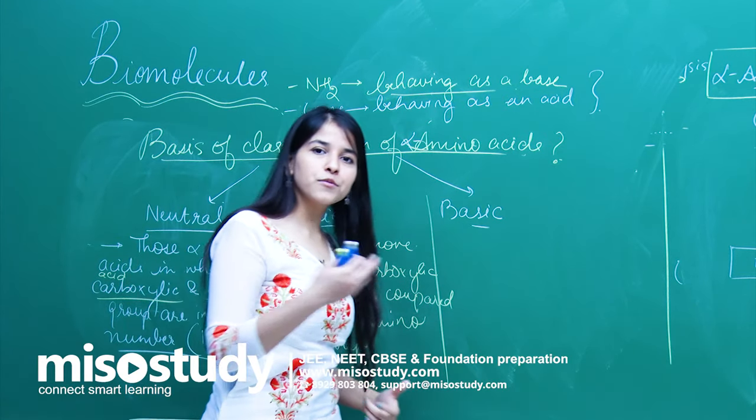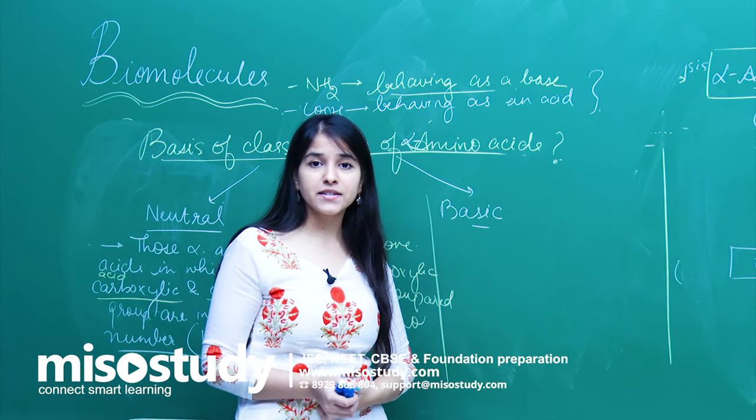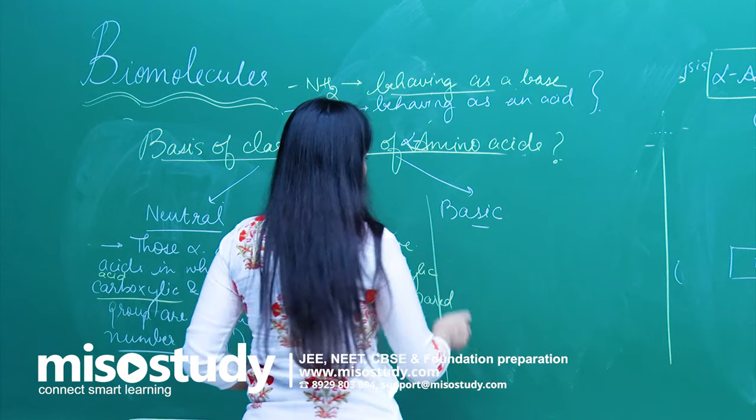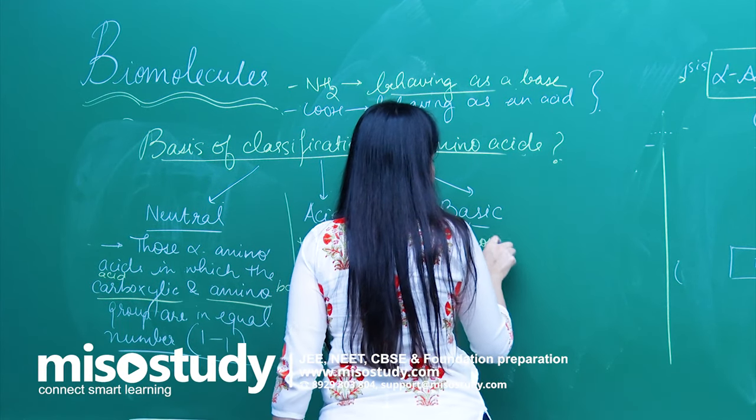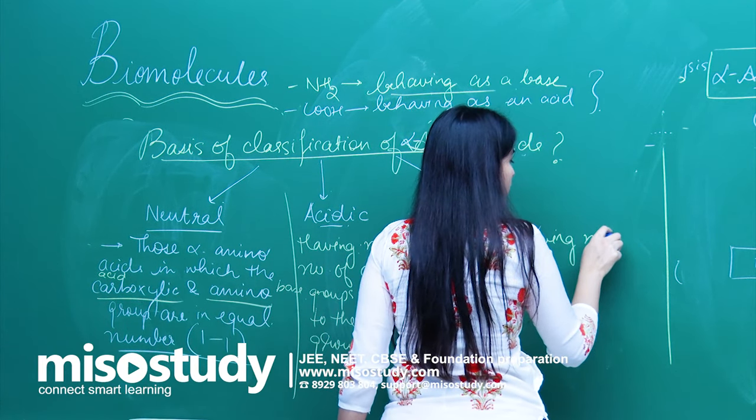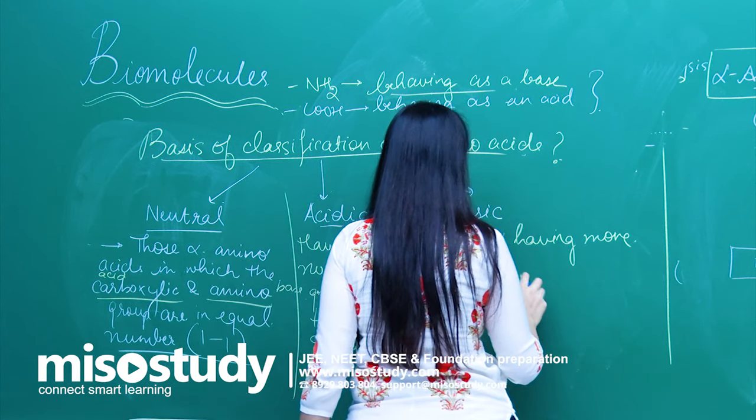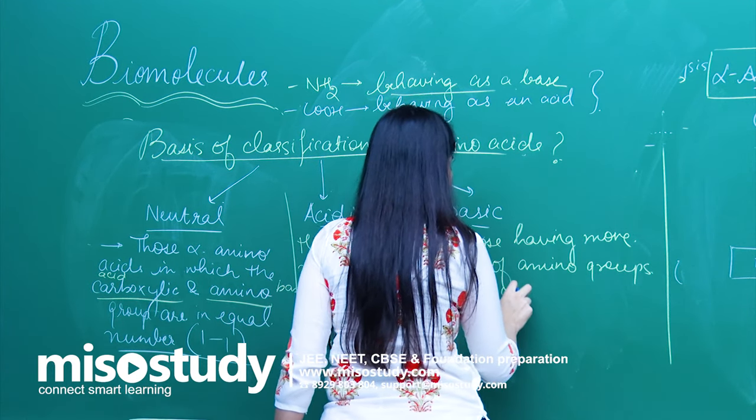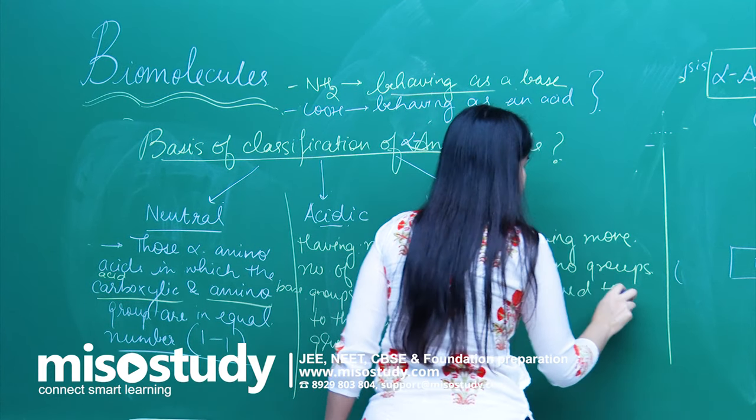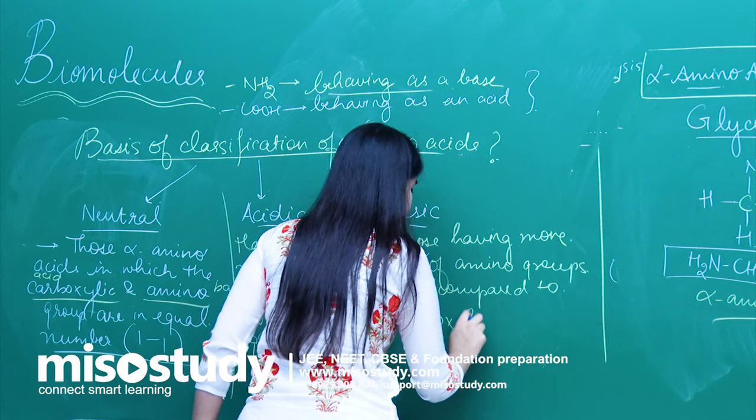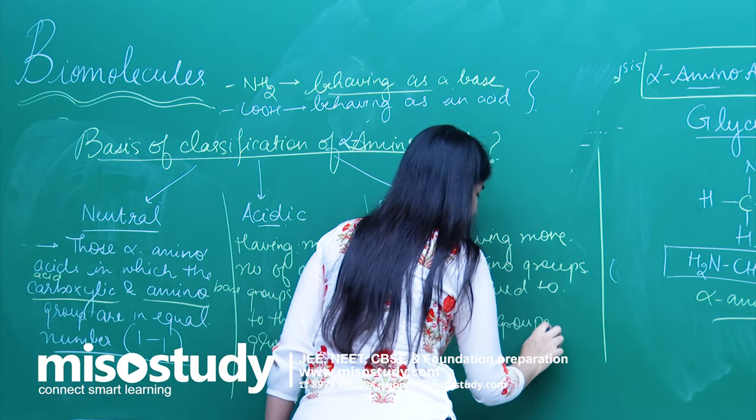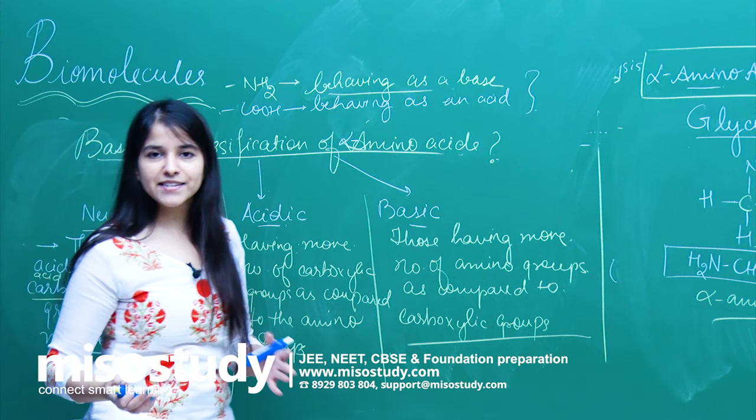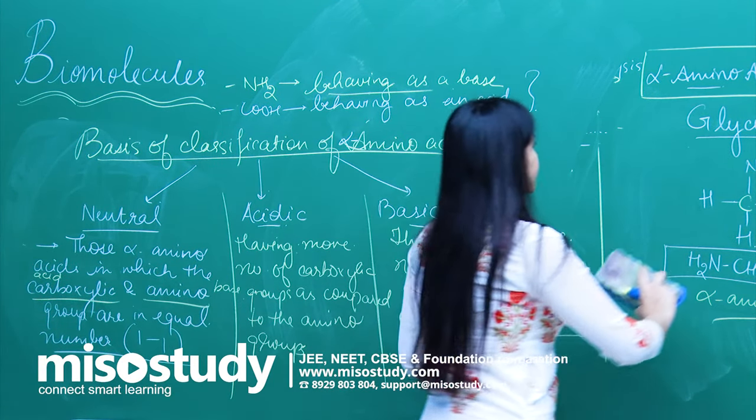Here, what do we have in basic? So now you will be able to get it. What will be the basic amino acids? So basic will be having more number of amino groups in comparison with the carboxylic acids. So here, those having more number of amino groups as compared to carboxylic group. So I hope you are all able to get this idea over here. Let us just have the examples in each of these cases.